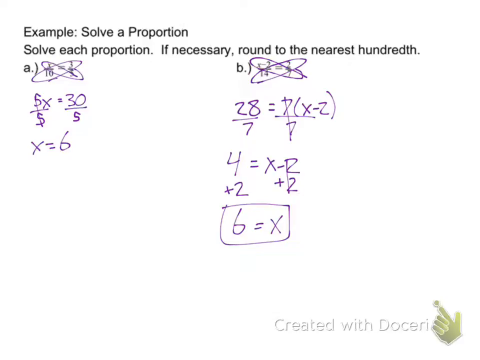And you can check that. What's 6 minus 2? 4. It's 4. 4 divided by 14, is that the same as 2/7? Yes.